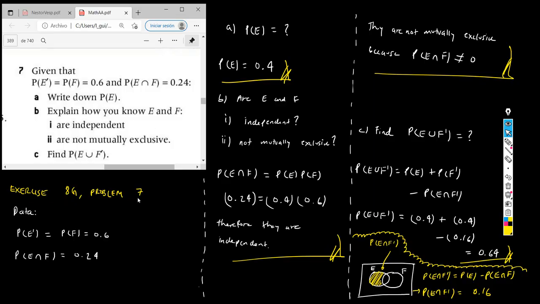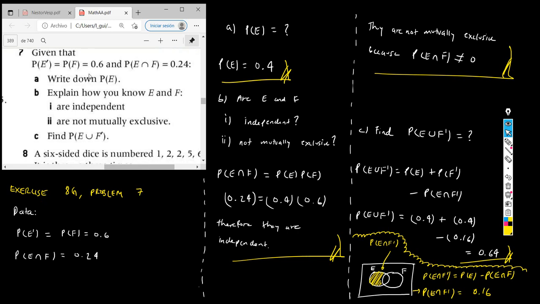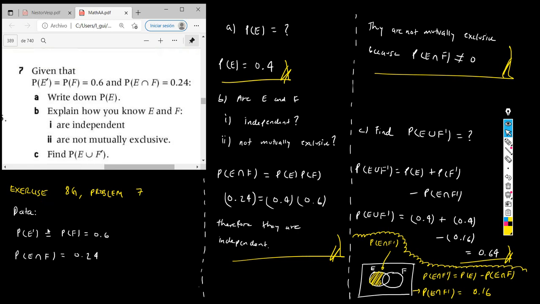Exercise 8G, problem 7, which is this one right here. Once again, what information are they giving me? They're giving me this, which is equal to this, which is equal to 0.6. And they are also giving me the probability of E and F, which is 0.24. That's it. That's all the information they're giving me about events E and F.